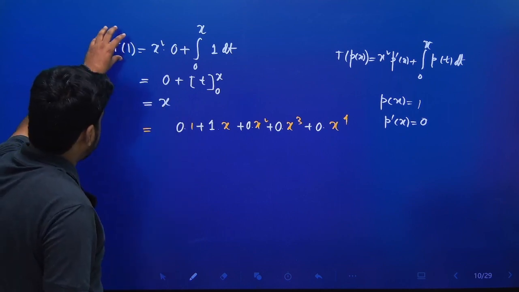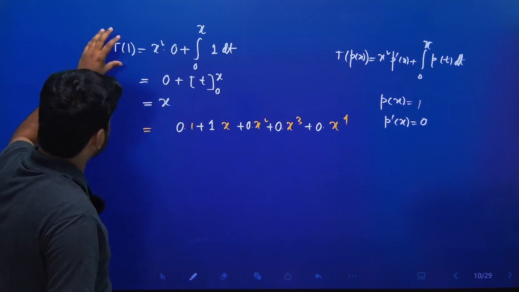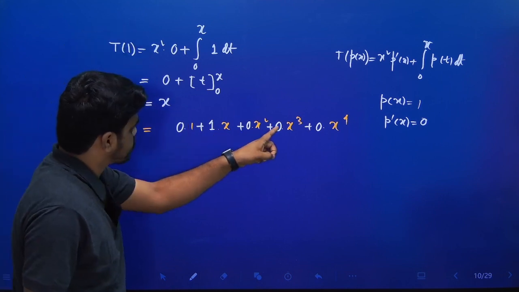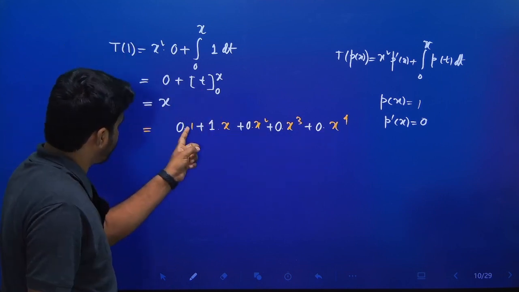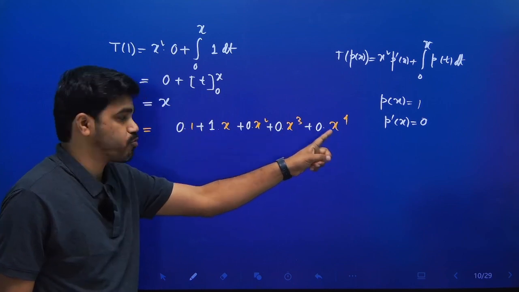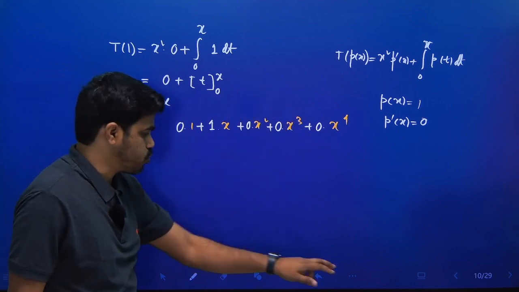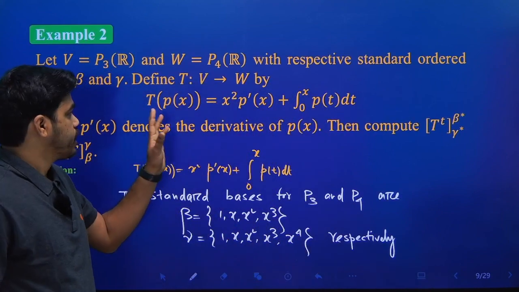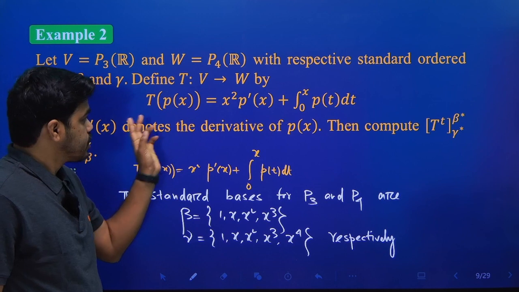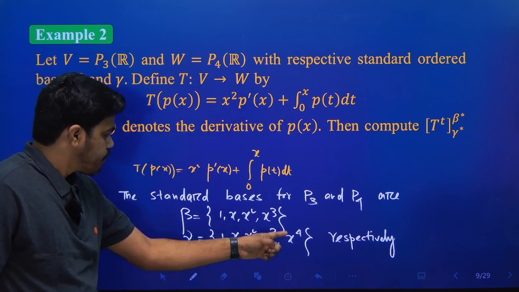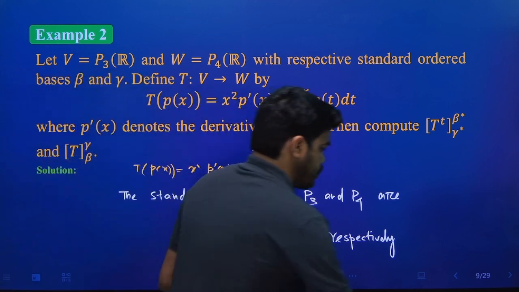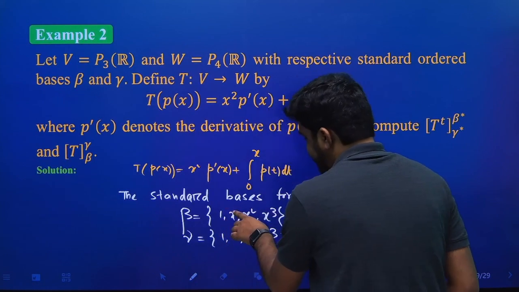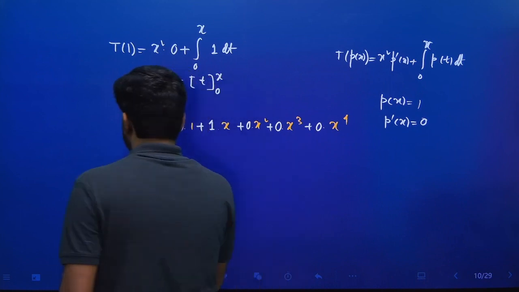What is our target? Our target is to express T1 as a linear combination of 1, x, x square, x cube, x to the power 4. Why? Because this is the basis for W. So I have expressed T1 as a linear combination of the basis of W, okay? In the same way, we have to do the same calculation for Tx.